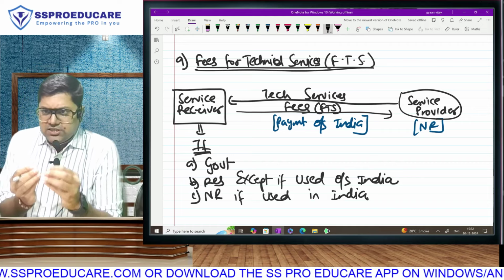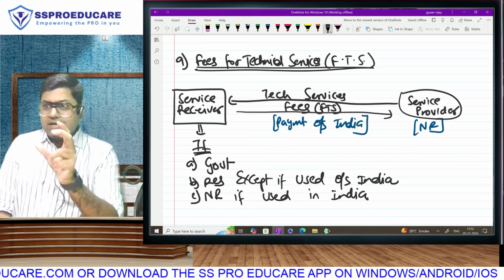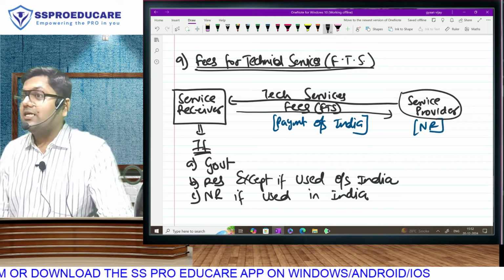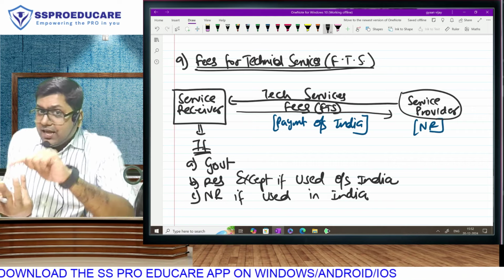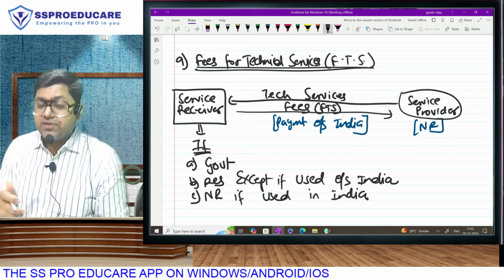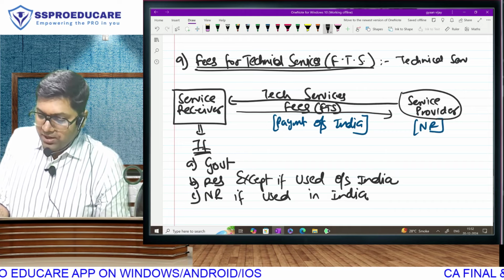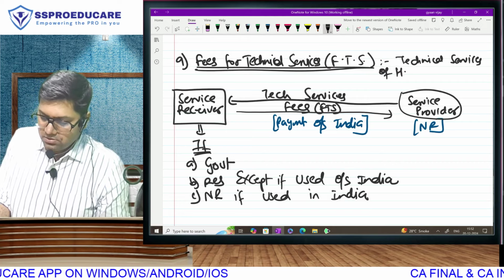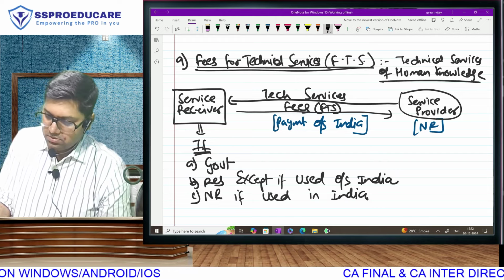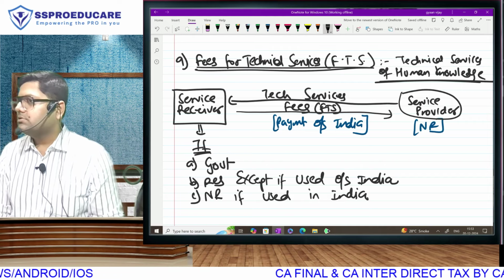This fees for technical services concept has been gifted by India to the world. Developed countries consider royalty and FTS as one and the same. But India says, nahi sir. When I have created an asset and I can give you the asset without my involvement, that is royalty. But when the services are associated with human knowledge, then it will be fees for technical services.